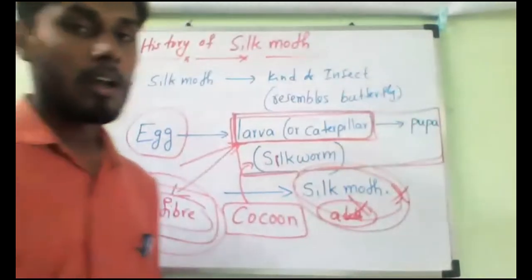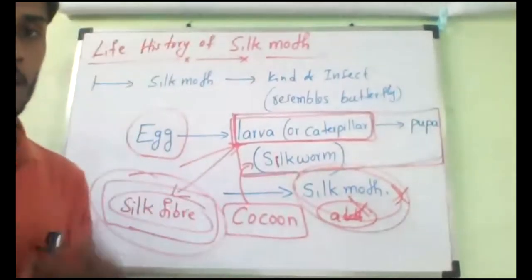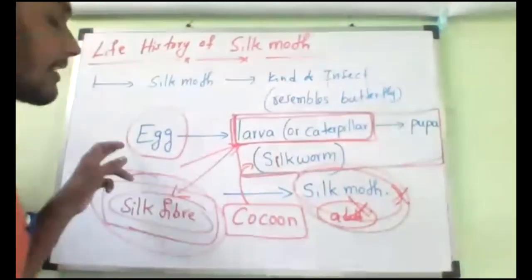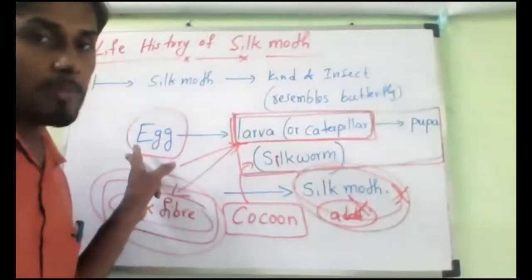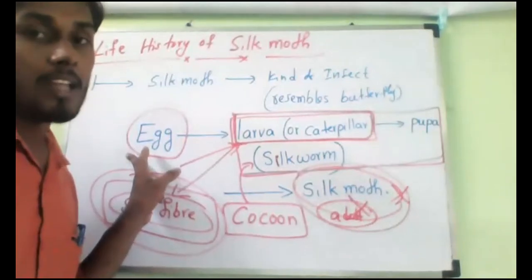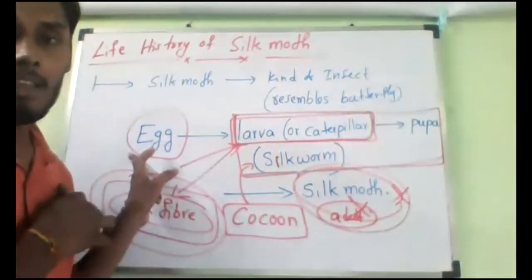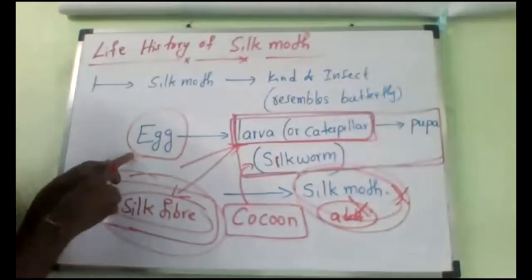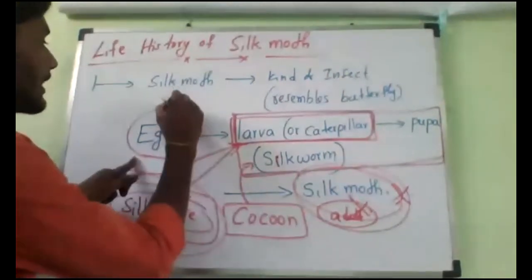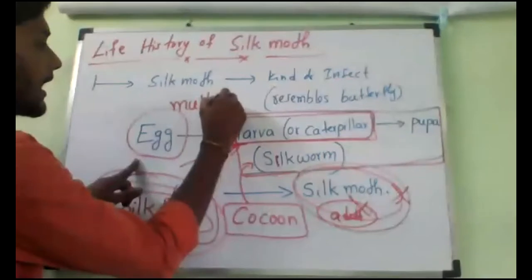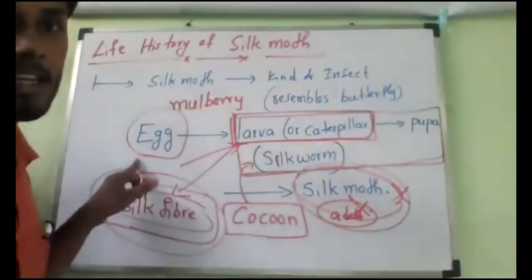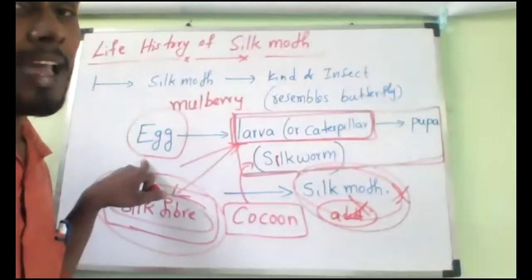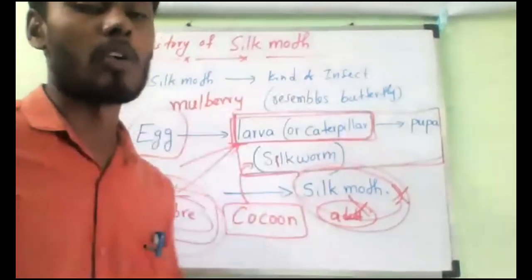Now we can describe the life history of the silk moth. For example, the female silk moth lays the eggs on the leaves of which tree? The mulberry tree. Second, the eggs hatch. Hatching means babies come out from the egg.